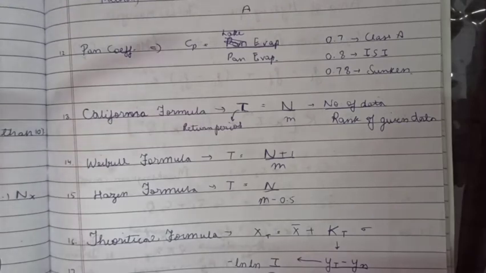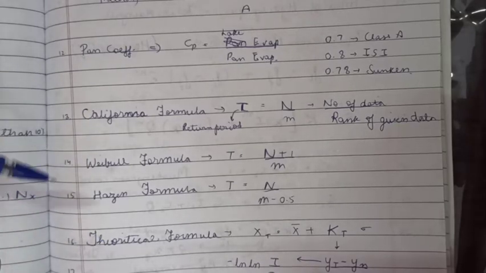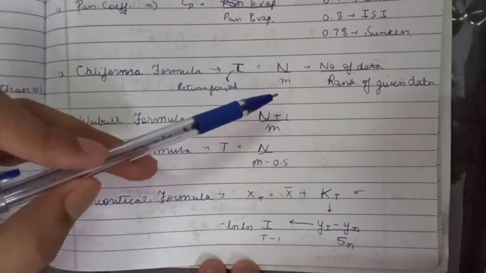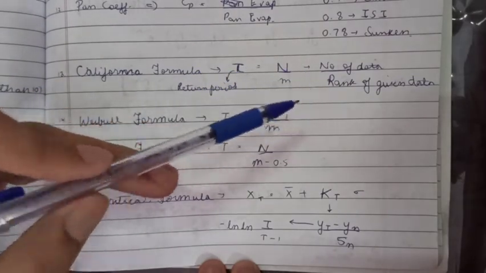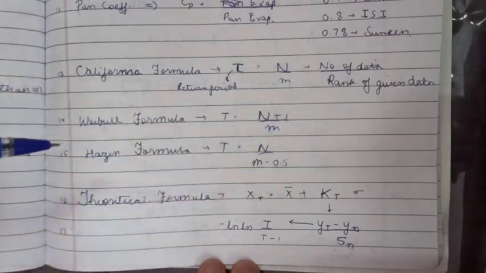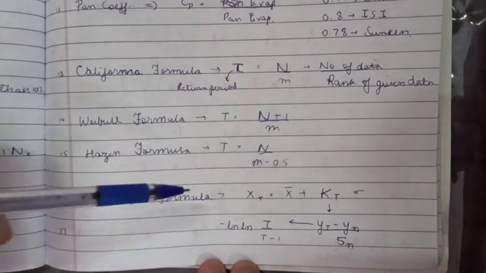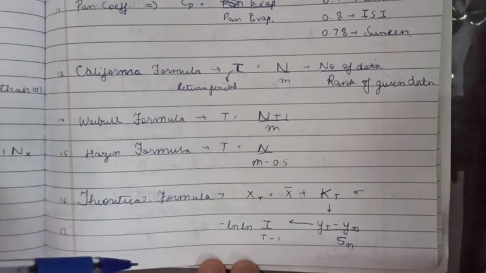For finding out the return period, California formula, Weibull formula and Hazen formula are given, and the theoretical formula is also given. For California formula, we use T is equal to N divided by M, where N is number of data and M is rank of given data. Weibull's formula is N plus 1 divided by M, and Hazen's formula is N upon M minus 0.5.